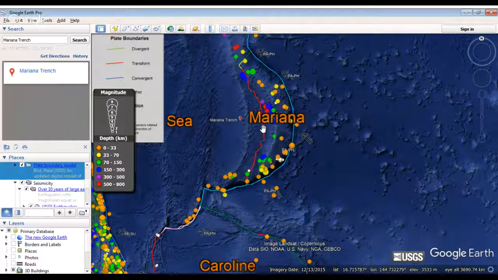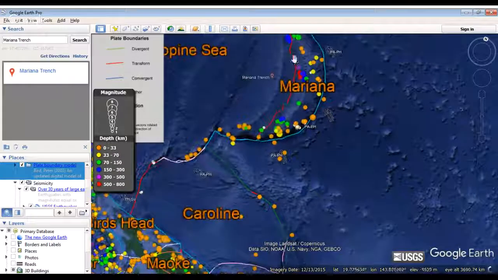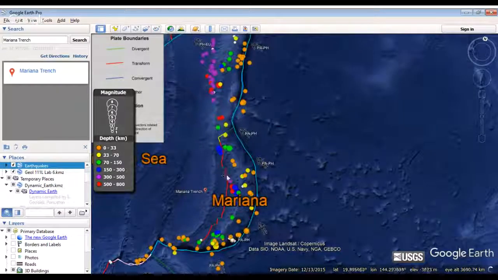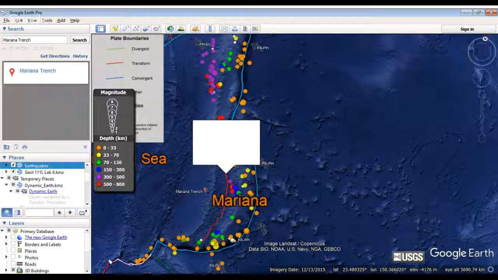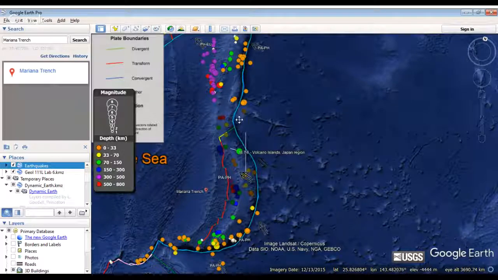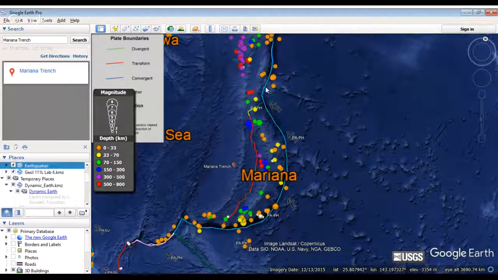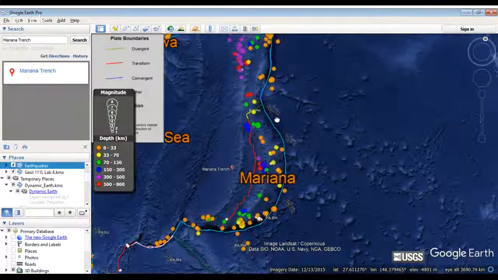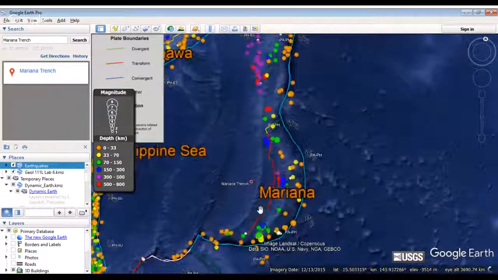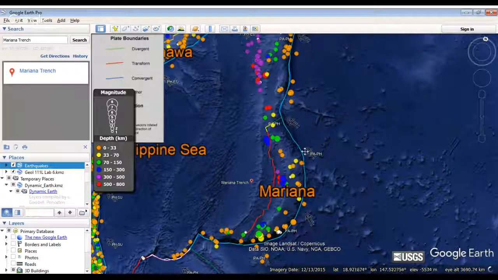Let's see. So all of these earthquakes are from the movement of those plates. So yeah, here, that's the Mariana Trough. It's a divergent right there. Yeah, so that's the Philippine. Okay, so looking at this, along here, but it's also a convergent right here.